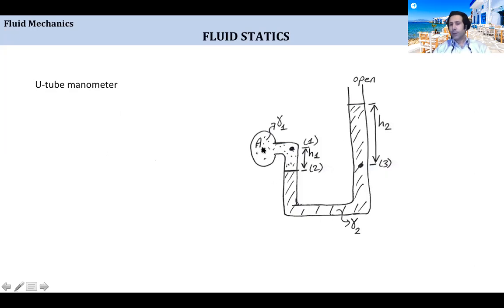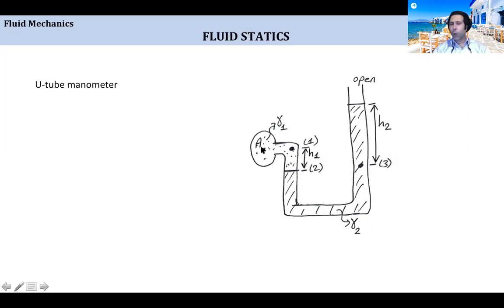Let's say we are interested in PA here at this point. It has a specific weight of gamma one, this fluid. And we know the vertical elevation distances between interfaces. You can easily measure those again using a ruler or some sort. So you can measure these vertical distances. And now we have another specific weight for the manometer fluid here.